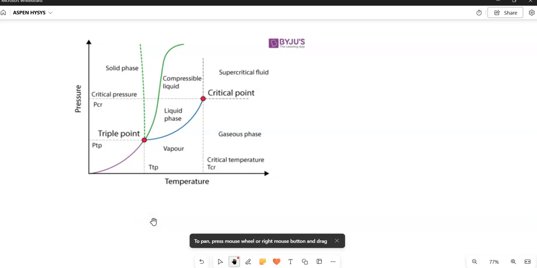In this video, we are going to talk about the phase envelope in Aspen HYSYS, but before that we need to know some terms from this envelope. This is the phase envelope curve.